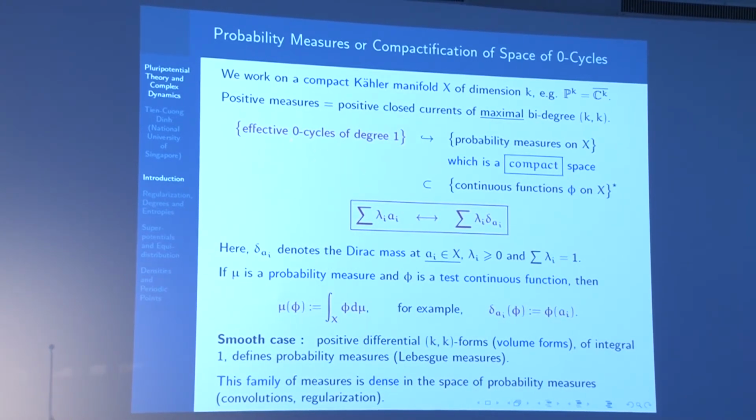So consider a zero cycle of degree 1, so something like that. Here, lambda_i is a real positive number, and a_i is a point in X. And I assume that the sum of lambda_i is equal to 1, which means that the degree of this cycle is equal to 1. Then we can associate to this cycle a probability measure, which is the summation of lambda_i times the Dirac mass at a_i. So that means that I can embed this space into the space of probability measures on X. But now, this space is compact for the weak topology, so this is one way to compactify the space of effective zero cycles of degree 1.